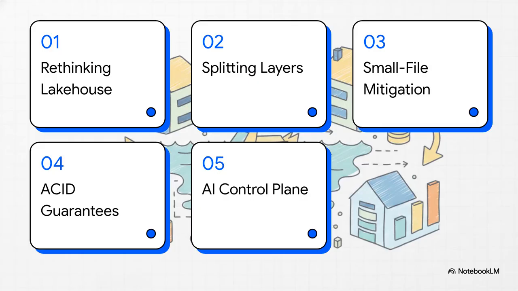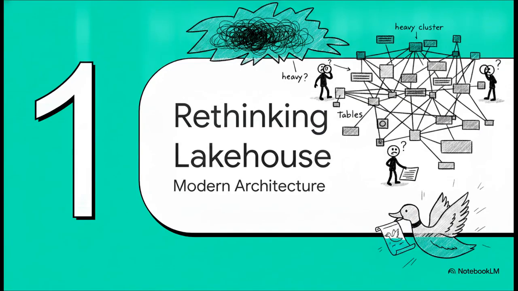Here is our roadmap for today. We'll start by rethinking the modern lakehouse, look at splitting storage and metadata, tackle the small file problem, explore ACID guarantees, and finally, look at the AI control plane. Let's jump right in. Part 1.